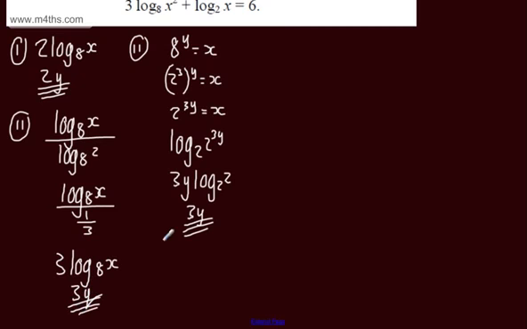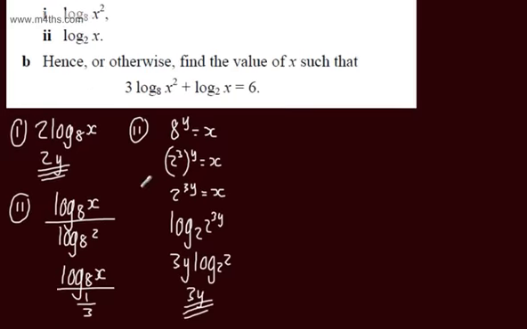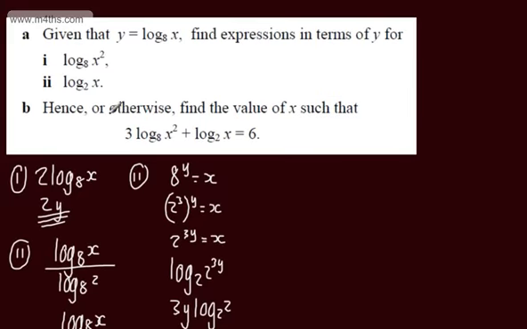So all we've done is gone ahead and done this 2 different ways. It's entirely up to you. In part B, it says, hence, or otherwise, find the value of x such that 3 lots of log to the base 8 of x squared plus log to the base 2 of x is equal to 6.